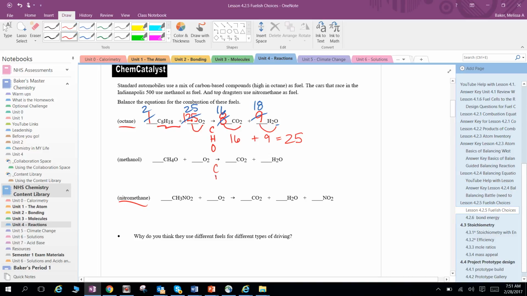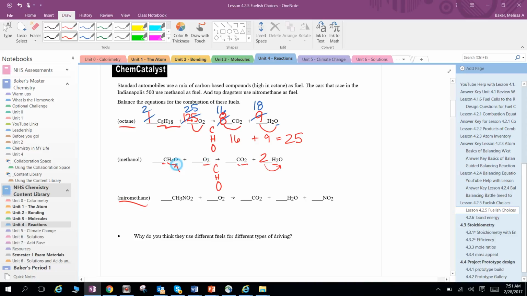For number 2, same thing. Let's go carbons, hydrogens, oxygens. I'm going to start with the carbons, which are already the same on both sides. 1 on the left, 1 on the right. Hydrogens, I've got 4 on the left and only 2 on the right. So I'm going to throw a 2 there. And my oxygens are not right. There's 2 plus another 2, that makes 4.